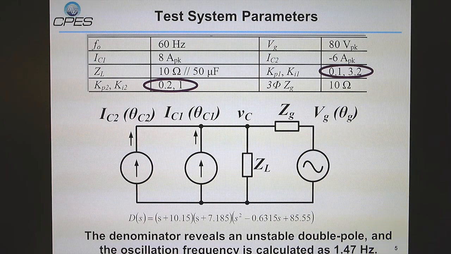Now, let's take a look at the test system. In the test system, we have two converters and a local passive load connected to the grid. These two converters have very different PLL designs, highlighted in the purple circle. And this is an unstable system, whose oscillation frequency is 1.47 Hz according to our models.